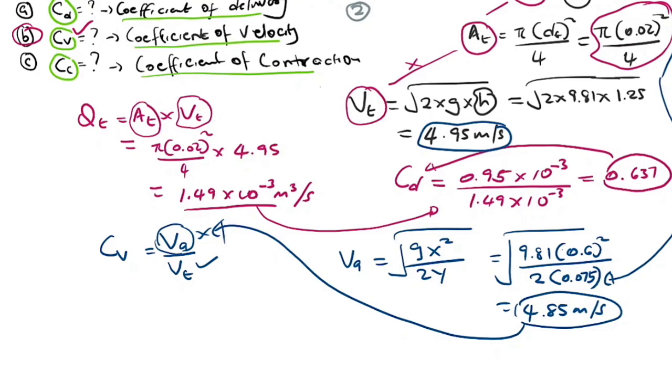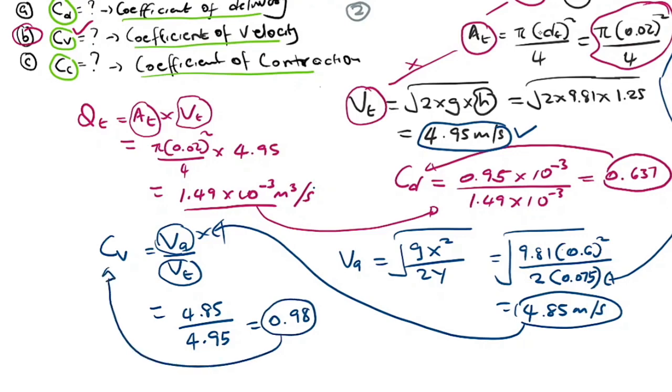Then we substitute. It is 4.85 divided by the theoretical velocity, this one here, 4.95. It gives you 0.98. That's the coefficient of velocity, this thing that you are looking for.